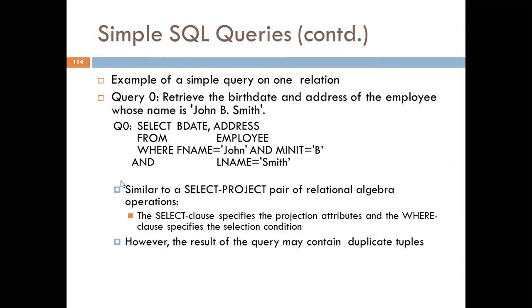So the result of a query may contain duplicate tuples. Which means if two employees are there with the same name, both of them having the same birth date and same address, it is still possible, because in the employee table only the employee SSN can be primary key or unique. So the rest of the things can be the same. So our result may have a duplicate tuple. So this is our first query.